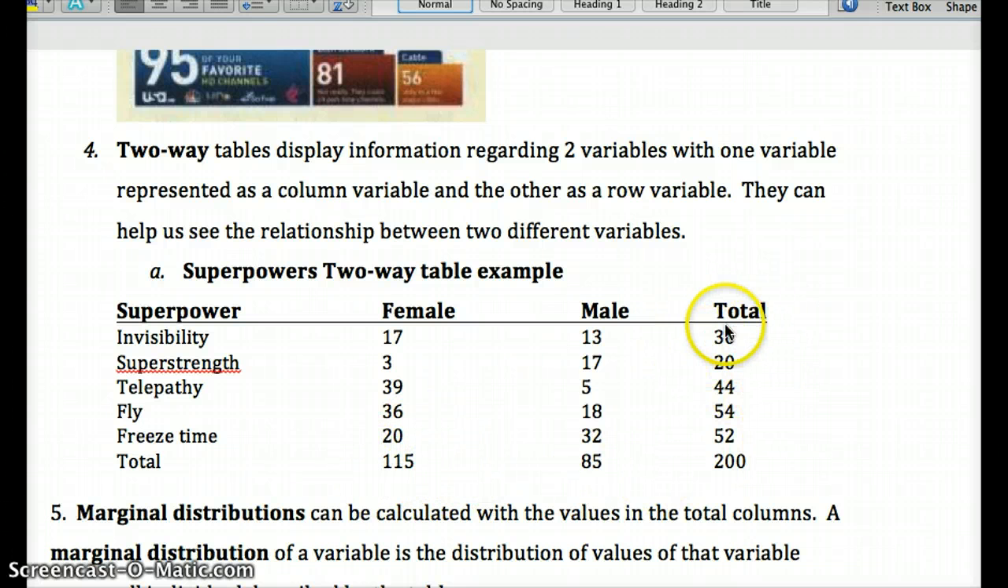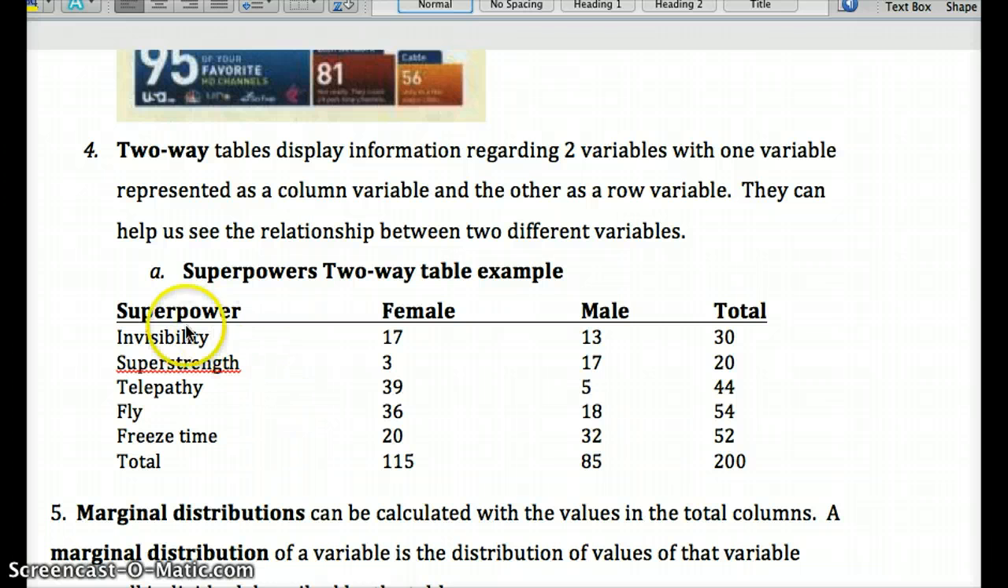So a marginal distribution is what percent of all prefer invisibility. So it only takes into account one variable. Marginal distribution only accounts for one variable. Conditional distribution gives you values of the second variable given a value of the first. So given that you're female, what are the superpower preferences?